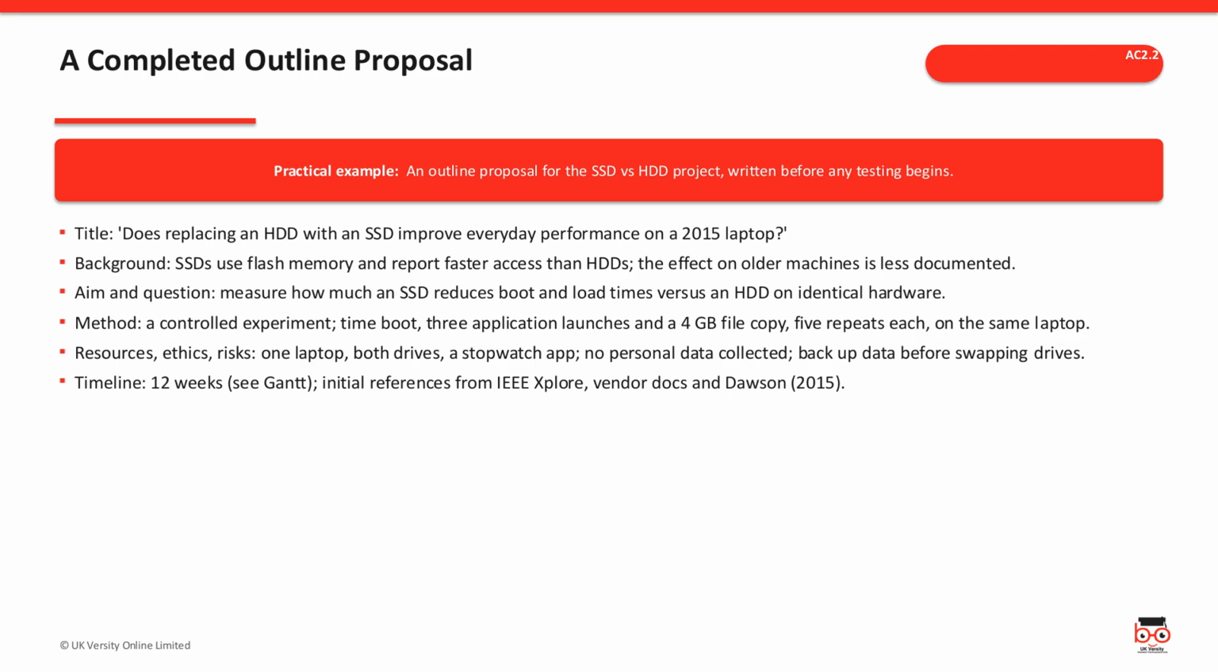Here's what a completed outline proposal looks like for that solid-state drive project written before any testing begins. The title asks whether swapping the hard drive for a solid-state drive improves everyday performance on a 2015 laptop. The background notes that solid-state drives use flash memory and report faster access, but that the effect on older machines is less documented. The method is a controlled experiment, timing the boot, 3 application launches, and a 4 GB file copy with 5 repeats each on the same laptop. It lists the resources, notes no personal data is collected, and lays out a 12-week timeline.